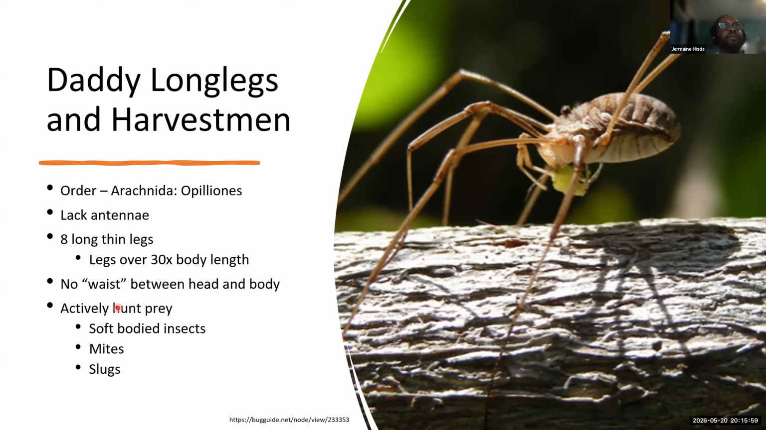They're actively hunting prey, soft-bodied insects such as mites and other slugs. And so if you see this in your backyard, and your instinct is to kill it, here it is with an aphid in its mouth. And so if you have aphid problems, that daddy longlegs was there to help with that problem.